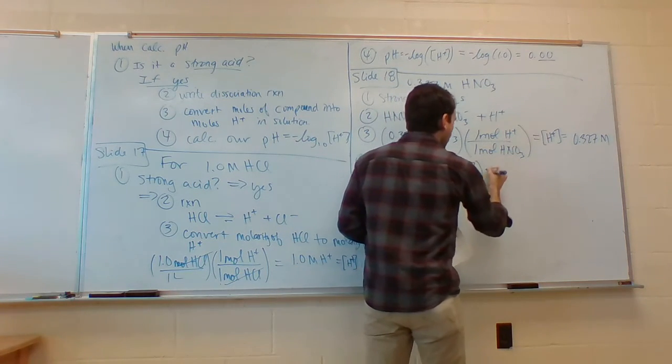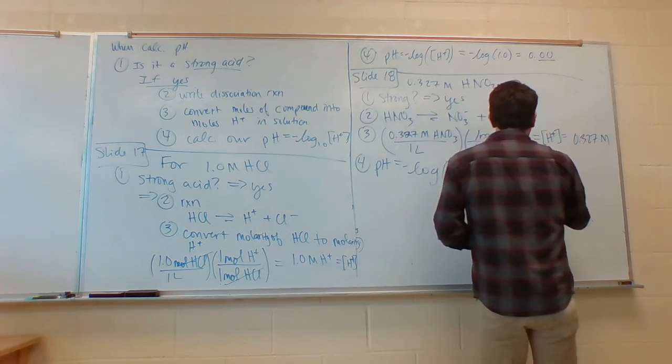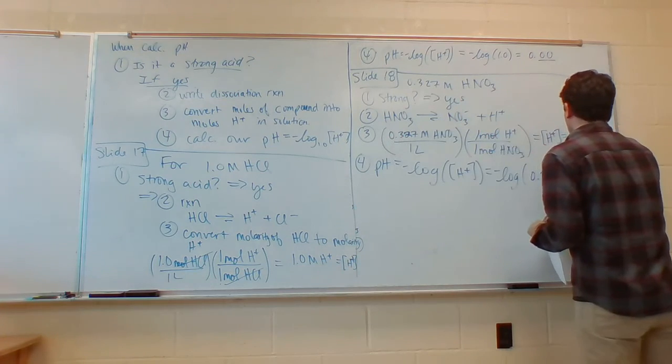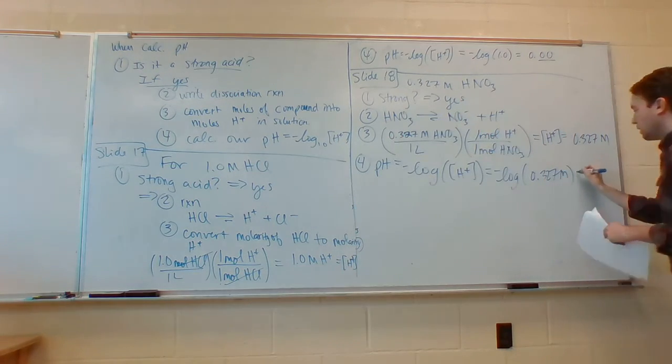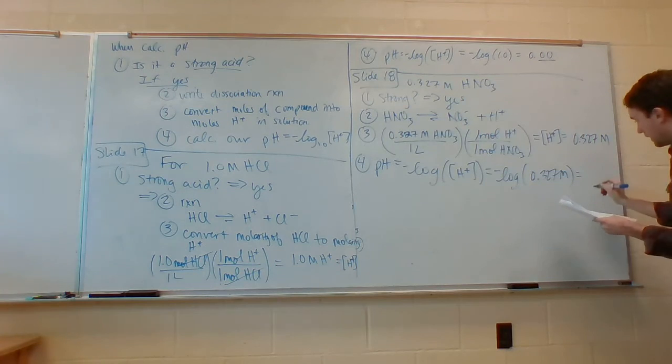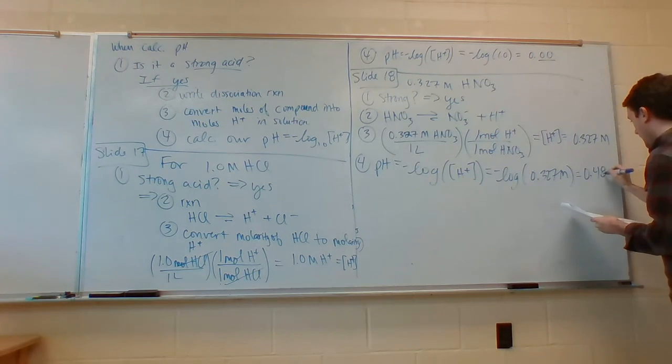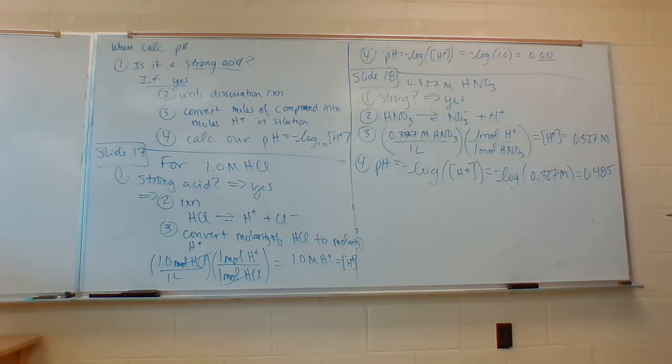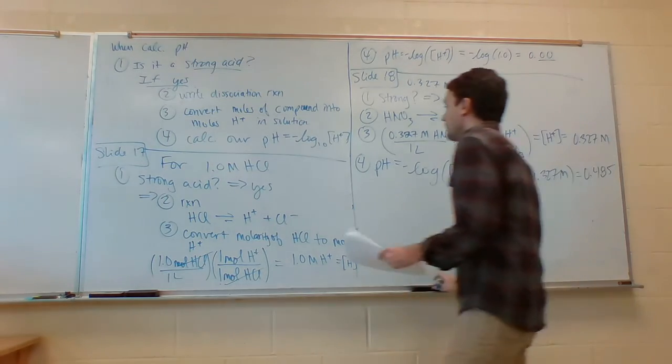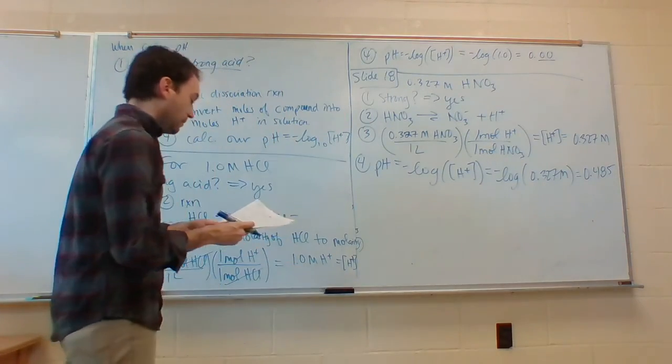That makes our pH for step 4 equal to the negative log of our concentration of H plus, equal to the negative log base 10 of 0.327 molar, which is equal to 0.485. All right, it is a strong acid. It's going to have a value that's close to 0 for your pH. Okay, something very important to keep in mind.